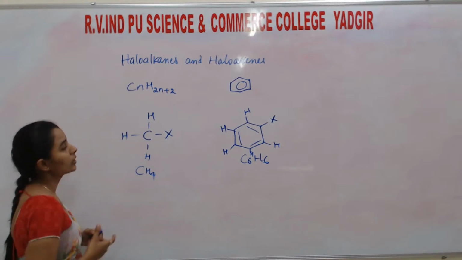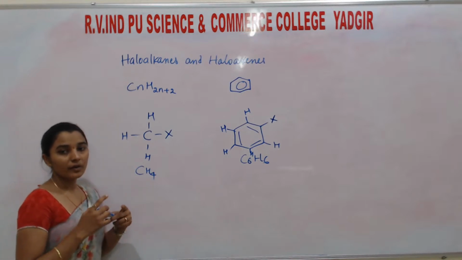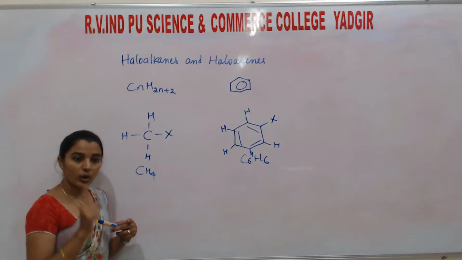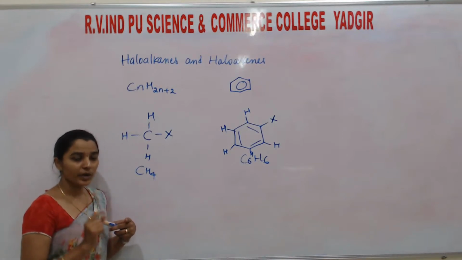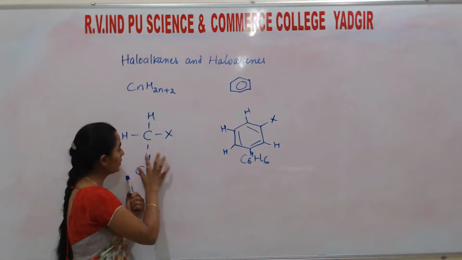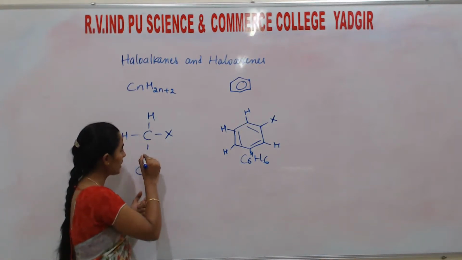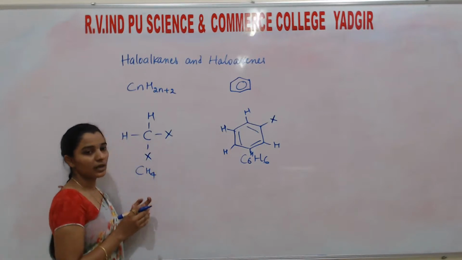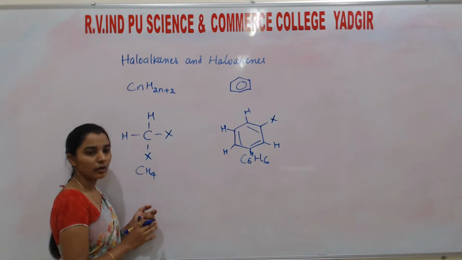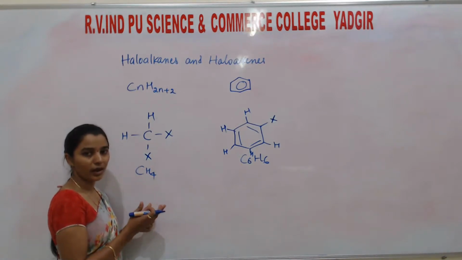Okay, what are haloalkanes and haloarenes? The derivatives of the alkanes and aryl compounds in which at least one hydrogen is replaced by a halogen atom. At least one hydrogen. Okay, so if two hydrogens are replaced by halogen, this is dihaloalkane. If 3 are replaced, trihalo; if 4 are replaced by halogen, tetrahalo, like that.